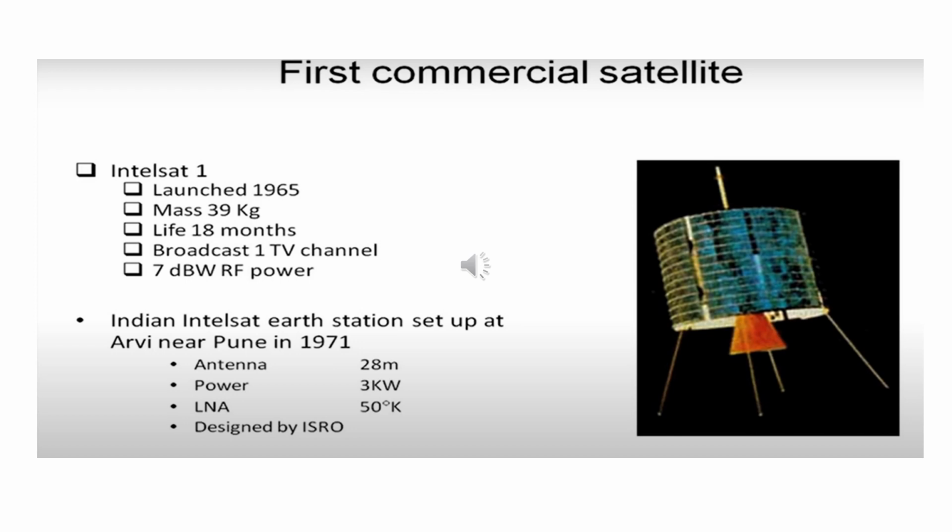It requires 7 dBW RF power, which is nearly equal to 5 watt radio frequency power. Another Indian Intelsat Earth station was set up at Arvi near Pune in 1971. Antenna radius was 28 meter. The power required to operate this Earth station was 3 kilowatt.